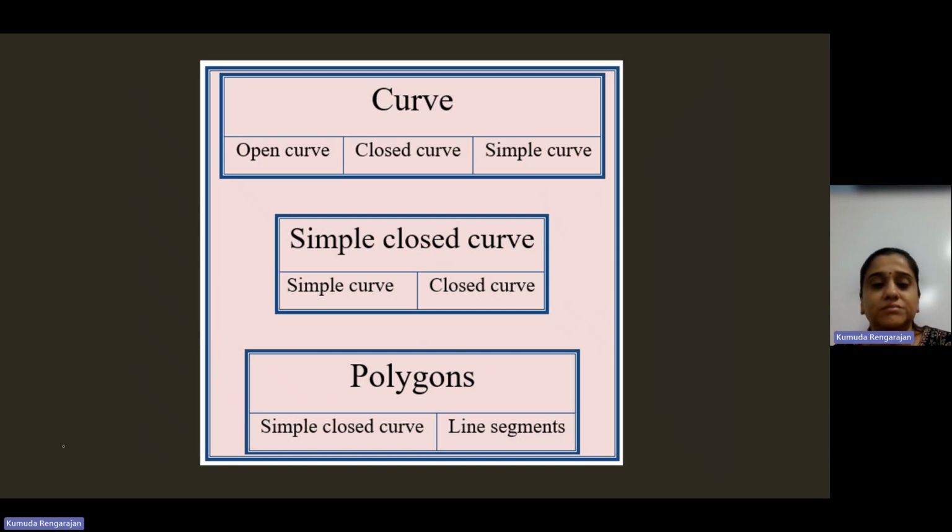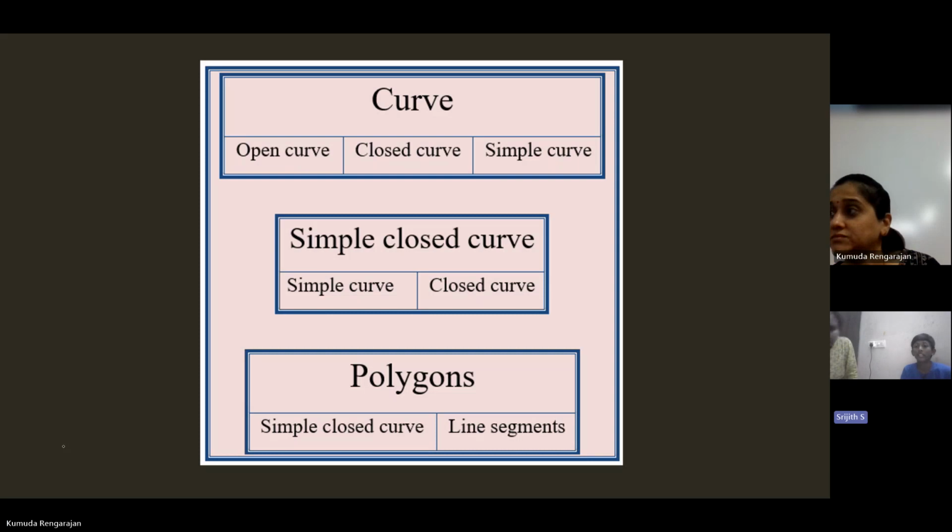Then simple closed curve. If you have to check for a simple closed curve, it should be a simple curve. It should be a closed curve. So what's a simple curve? It should not cross over itself or intersect itself. What's a closed curve? The ending point and the starting point is the same.